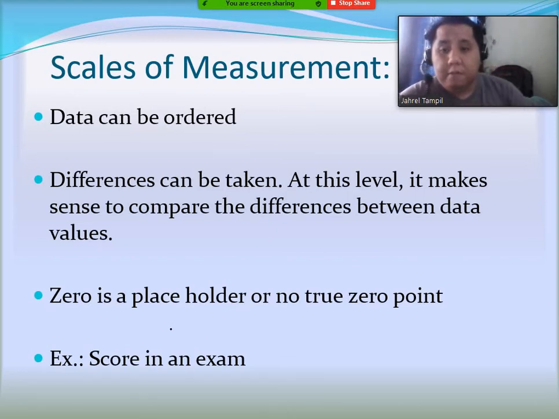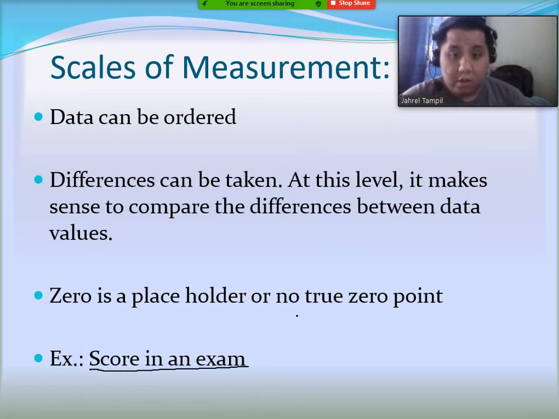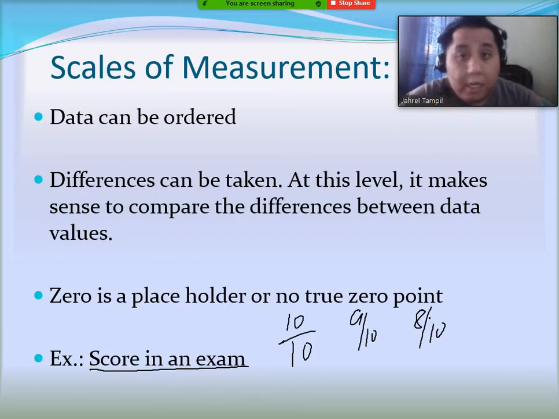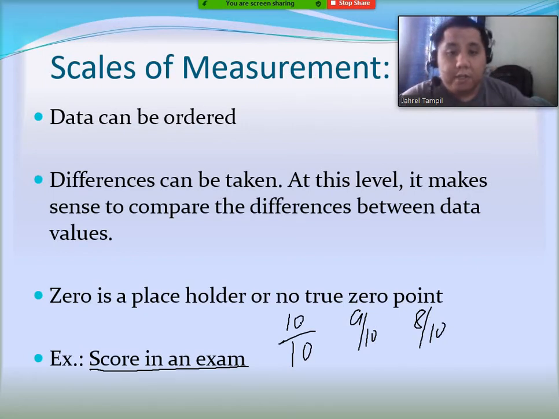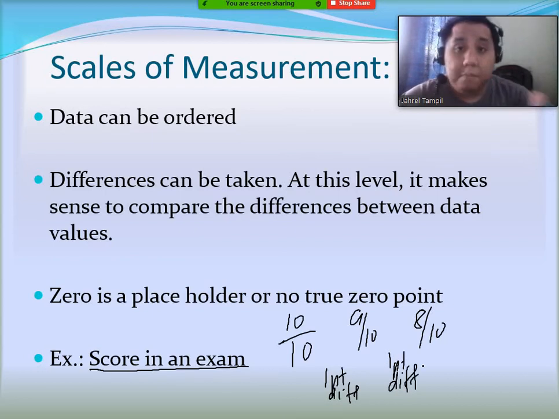For example, in our given example here, score in an exam, the scores of 10 out of 10, 9 out of 10, and 8 out of 10 will now be different. Unlike in ordinal data, wherein for the rank, the first and the second, it's quite impractical to determine a difference. Here, it's important that we can see that they have 1 point difference. And that 1 point difference might have a specific interpretation.